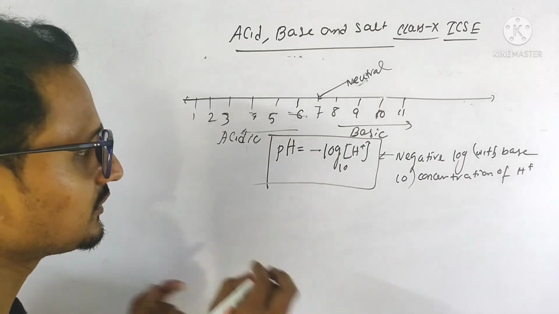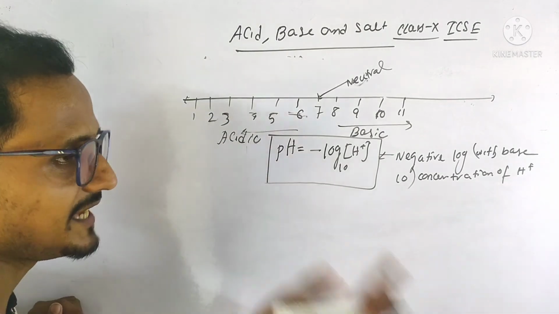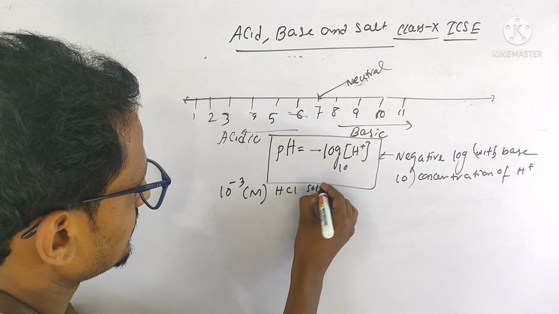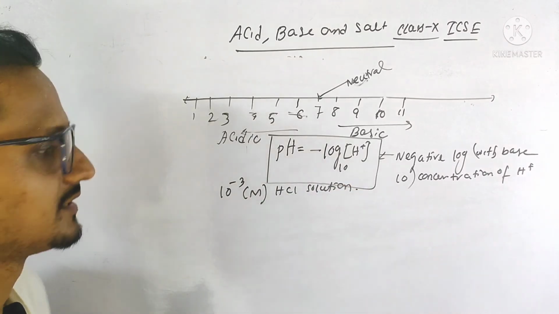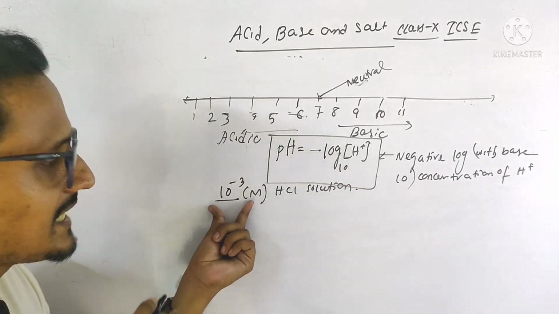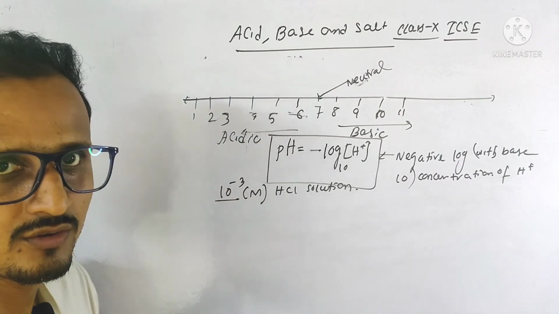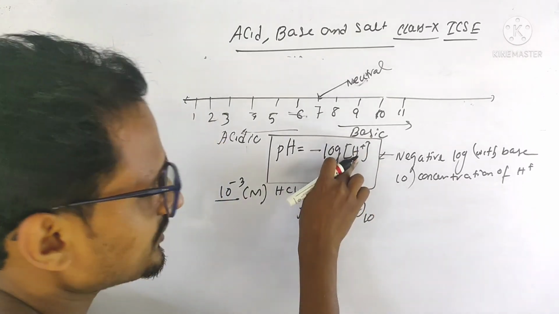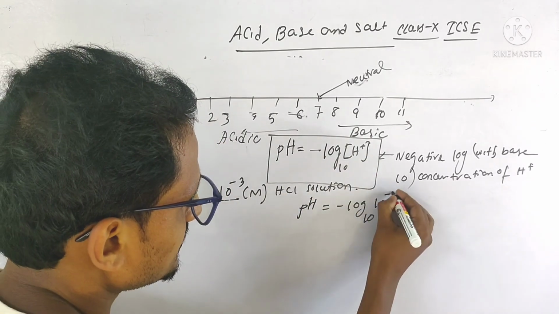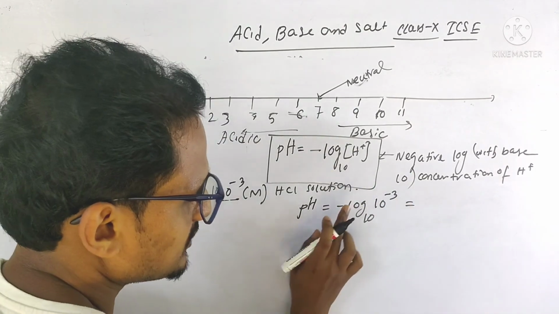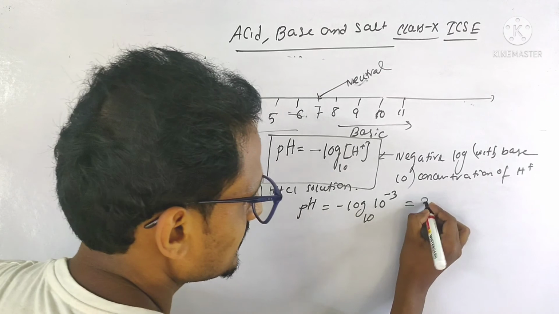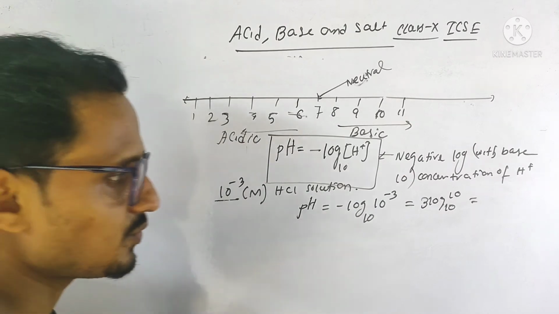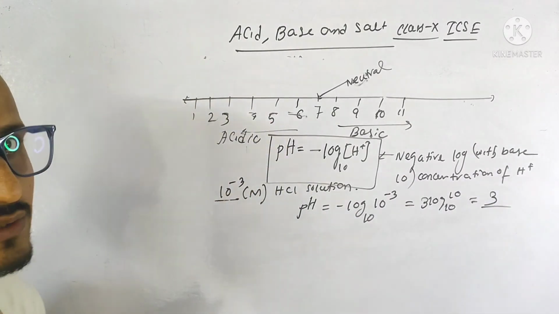Now if anybody asks you to calculate the pH of a 10 to the power minus 3 molar HCl solution, what we will do here: this 10 to the power minus 3 means the H plus concentration. So we know the formulas of log. pH equals minus log base 10 of 10 to the power minus 3. So this minus will come in front, so minus of minus 3 log 10 to the base 10. Now we know log a base a is 1, so it is 3. So like that you can calculate the pH.